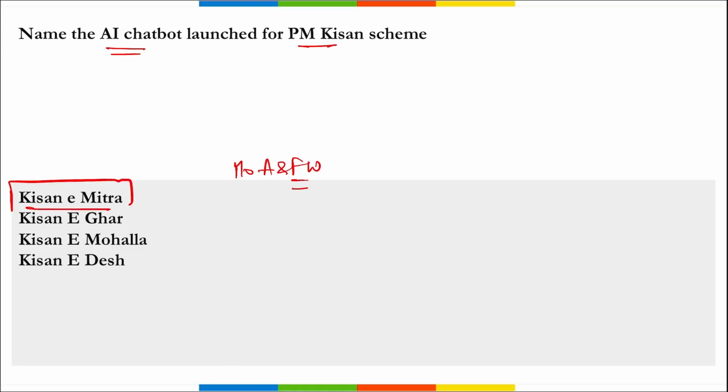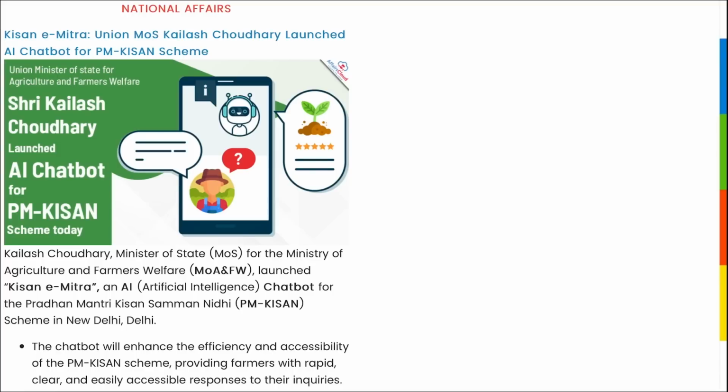The chatbot will enhance the efficiency and accessibility of the PM Kisan scheme, and will provide farmers with rapid, clear and easily accessible responses to their inquiries. Right, this is the first AI chatbot that is integrated with a major union government flagship scheme. Also, remember the introduction of this AI chatbot in the PM Kisan grievance management system is aimed at empowering the farmers with a user-friendly and accessible platform.